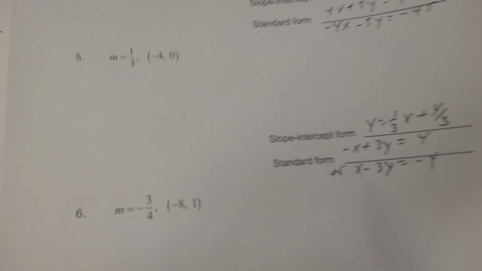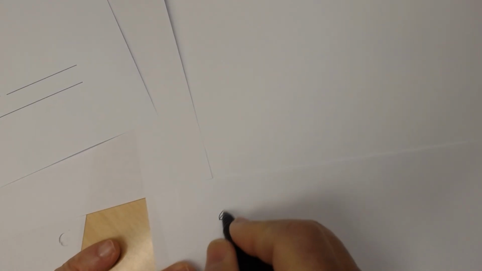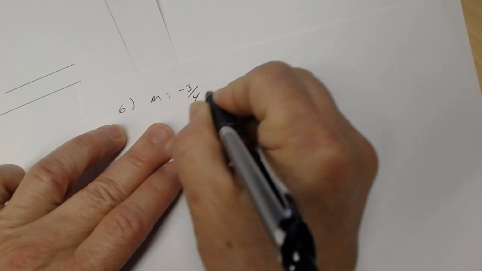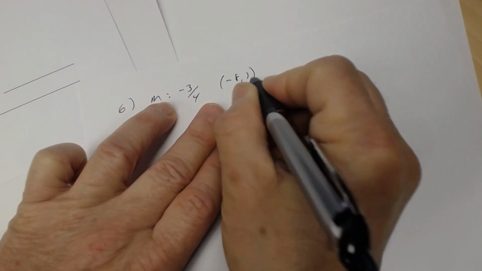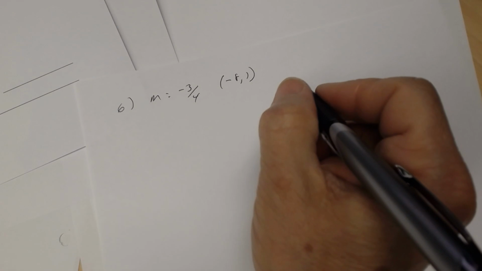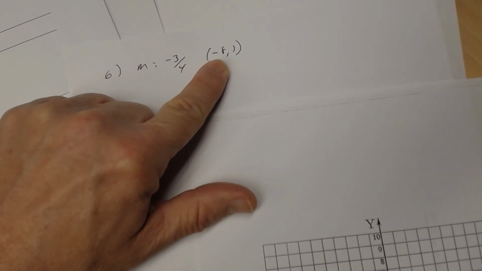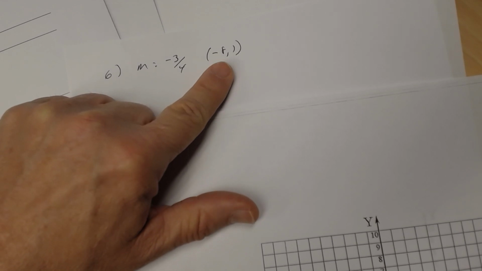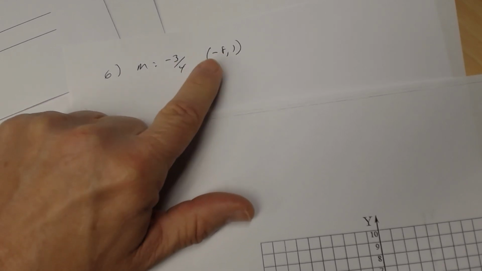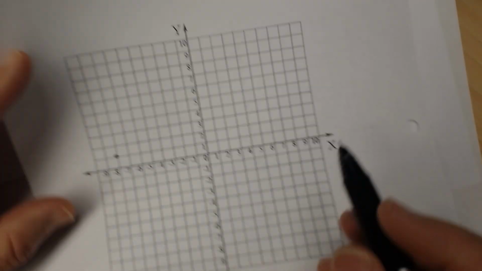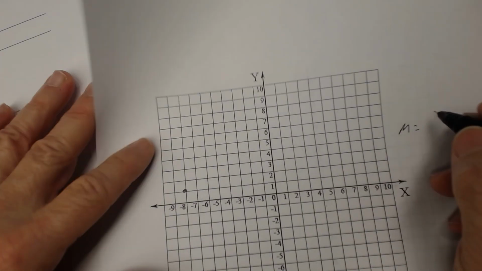All right, and then finally number 6. So number 6, you have the slope is negative 3/4, and the point is (negative 8, 1). All right, and then again, if you want to graph this, notice the slope is negative, so the line needs to be falling. So here's the point on the graph, negative 8, 1. Remember, to graph a line, you need 2 points. Here's one of them. You're going to use the slope to find the other. Negative 8, 1 is in the second quadrant. And you're told that the slope is negative 3/4.